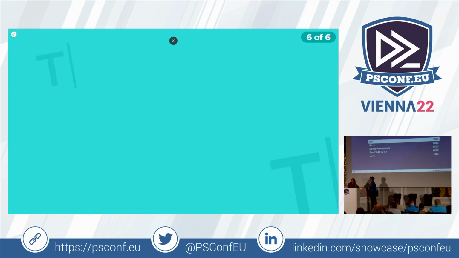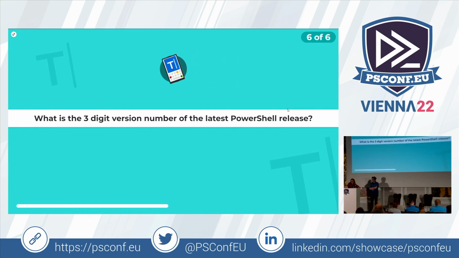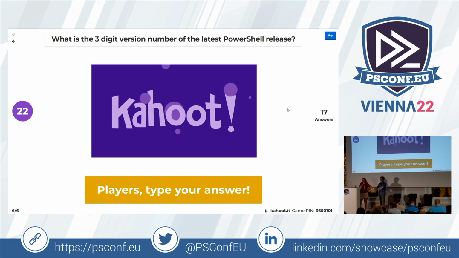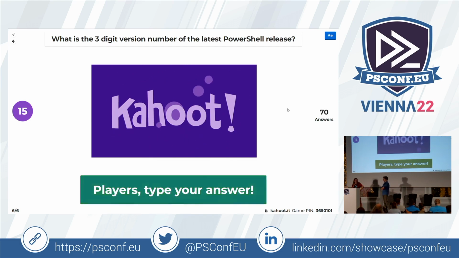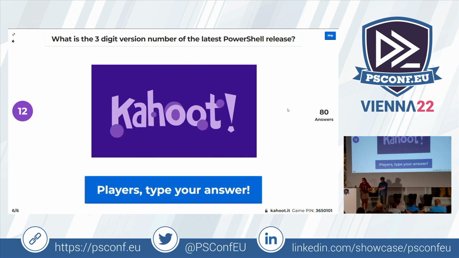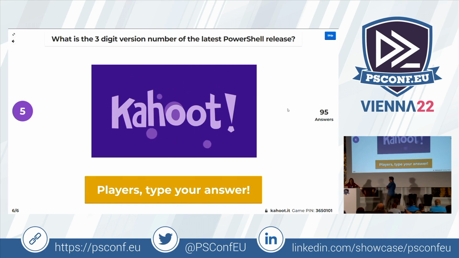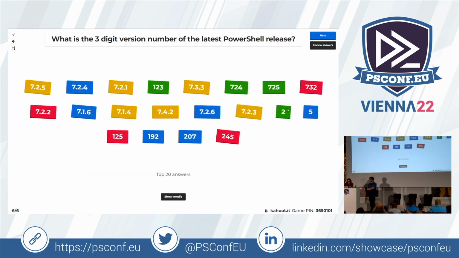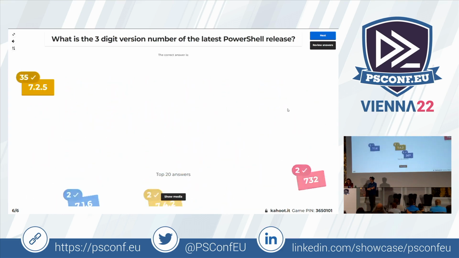All right, last question. Hardest trivia ever. What is the 3-digit version number of the latest release? When I say latest, I mean most recently shipped, like might have shipped yesterday or the night before, depending on what time zone you're in. Not including previews. It's not a preview, I'll tell you that. Nice, there we go.